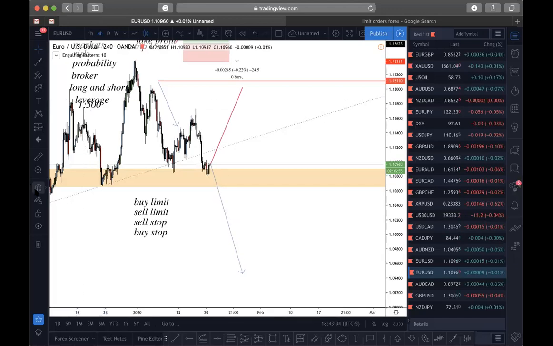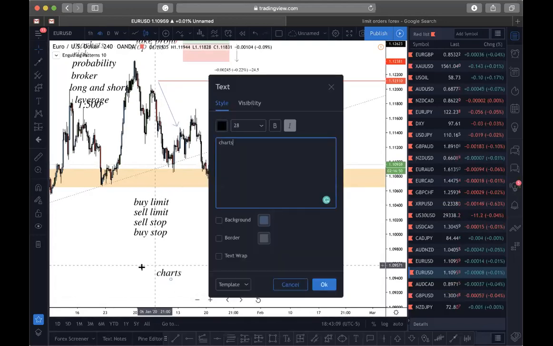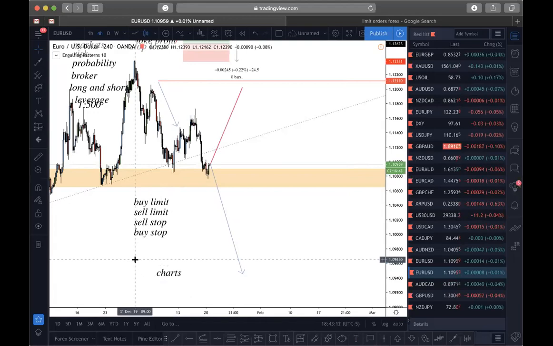Next I have charts. Basically, we do technical analysis, so we look at a chart. Technical analysis means that we look at a chart and we analyze the historic data, because the market tends to repeat itself, and we look for a pattern that repeats itself, and we make our decisions based off of that, right?